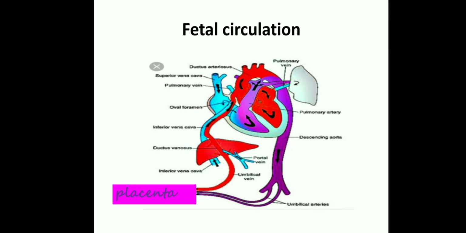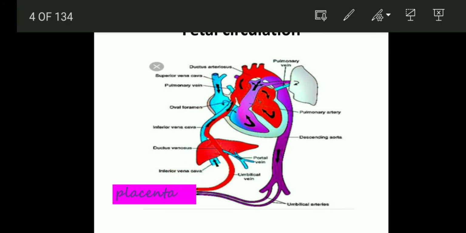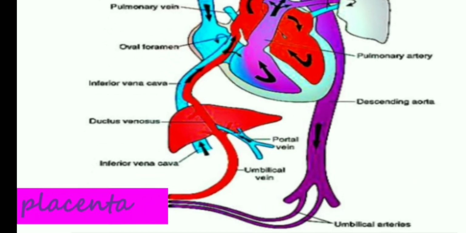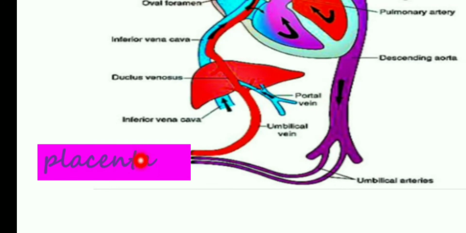In this image, look here at the placenta. The placenta has one vein and two arteries: these two umbilical arteries and one umbilical vein. The fetus receives oxygenated blood from the placenta.